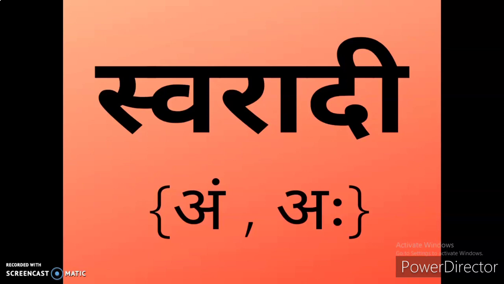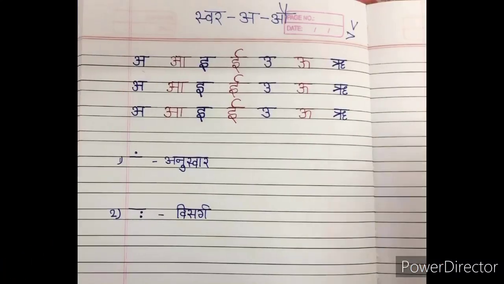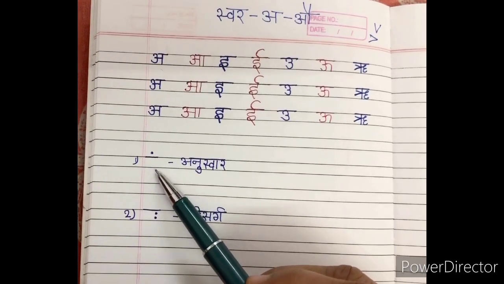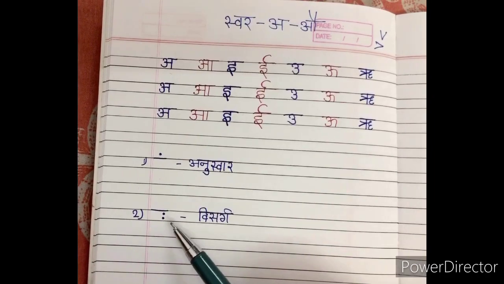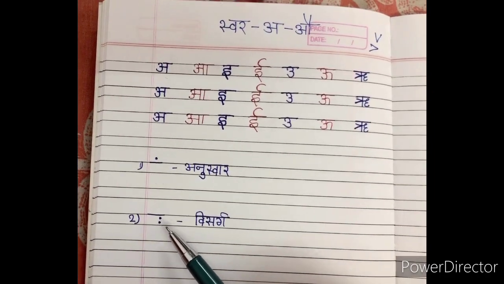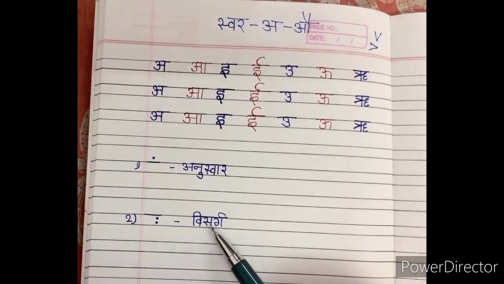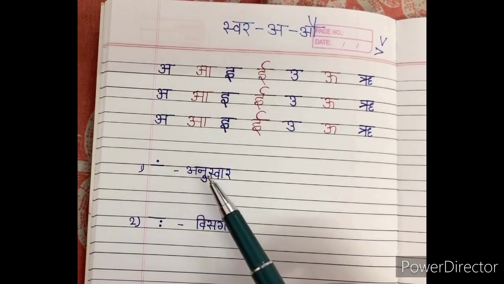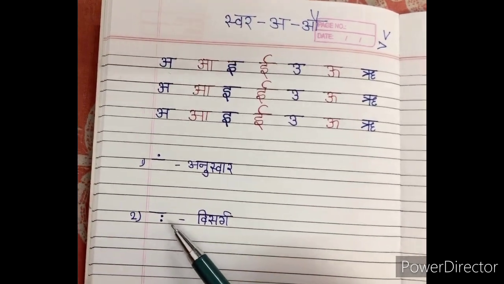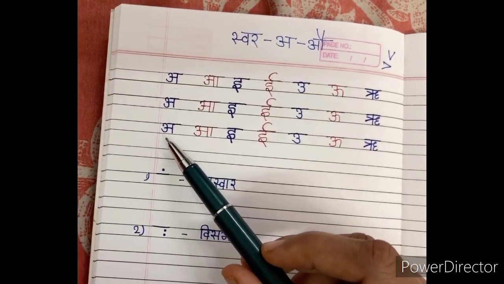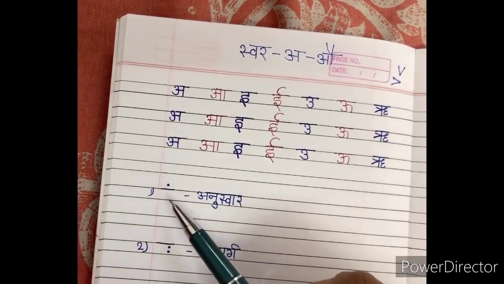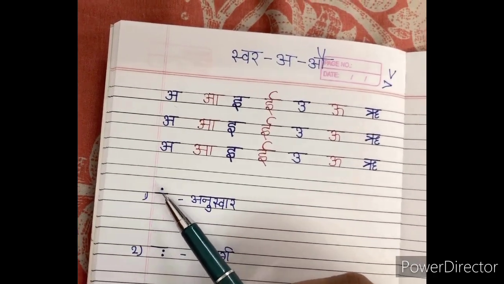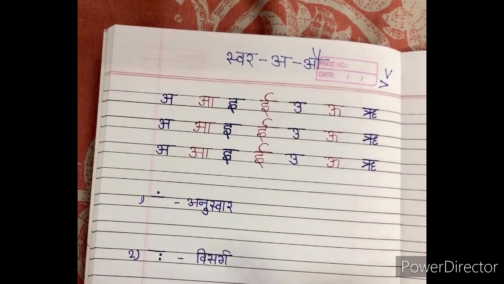So let me explain you swaradi in detail. Now you can see this one dot. This is the sign of anuswar, and this 2 dots is the sign of visarga. Okay, now to use this anuswar and visarga, we need to write swar first. And when we are writing swar first, we pronounce swar first. That's why it is called swaradi. Now how? That I will show you.